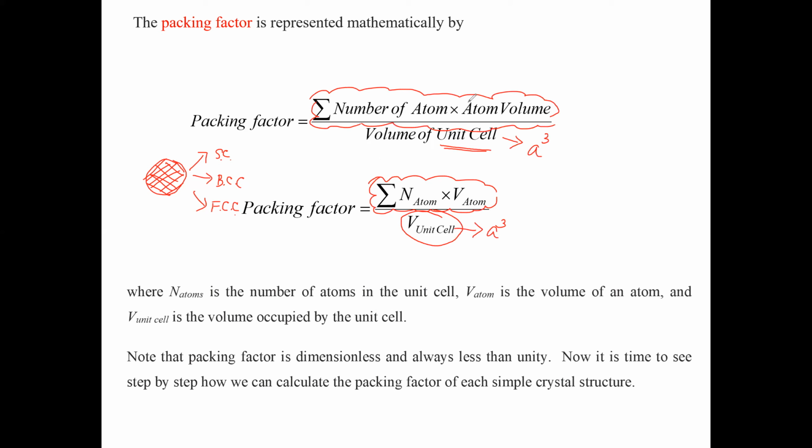And we already know this, right? For each crystal structure. And then atom volume, this is like a sphere, right? We imagine it's like a sphere. The volume of a sphere is going to be 4 divided by 3 pi r cube, okay? And notice that the packing factor is dimensionless and always less than unity, okay?